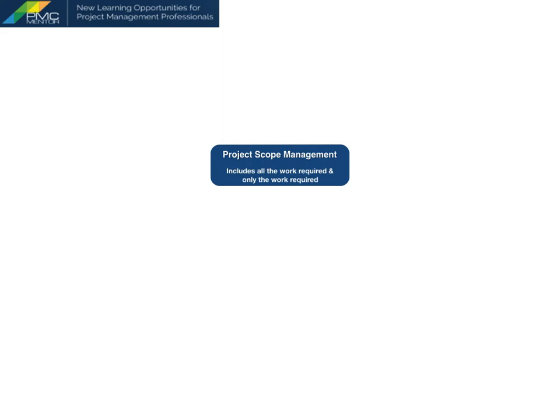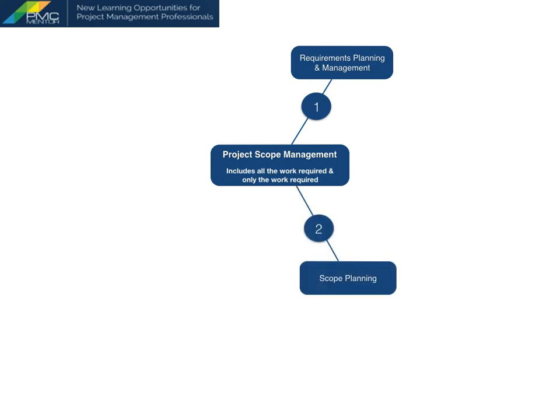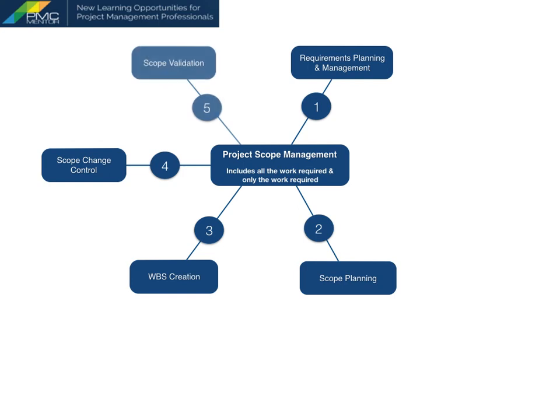This mind map video will walk you through key concepts of project scope management. The primary objective of project scope management is to ensure that the project includes all the work required, and only the work required, to complete the project successfully. There are 5 key concepts in project scope management. Let me walk you through these concepts one by one.